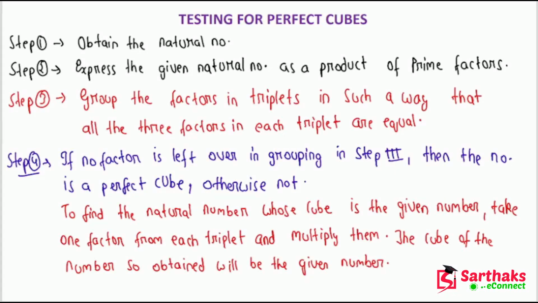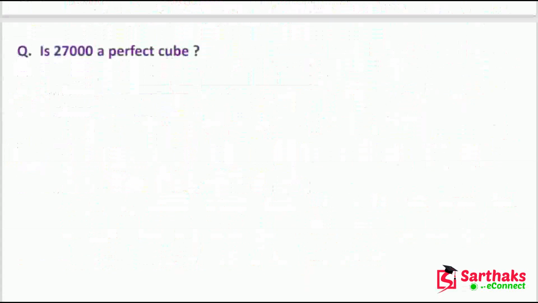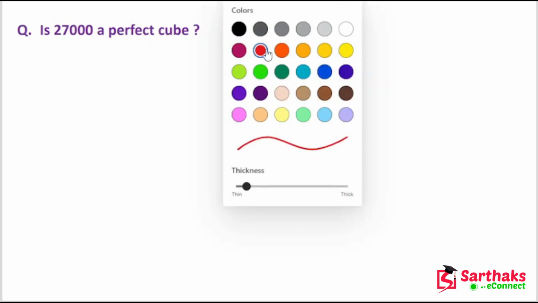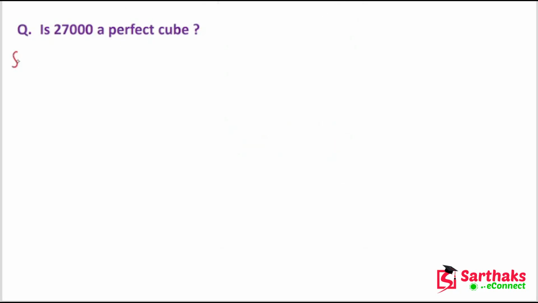Okay, let us solve a question to apply these steps. We have to find whether it is a perfect cube or not. So let us find out. The first step says that you should obtain the number. Okay, we have obtained it. Then express the given number as a product of prime factors. So for that we have to do prime factorization. So we have to make this.